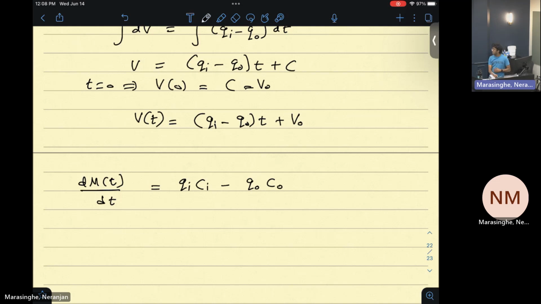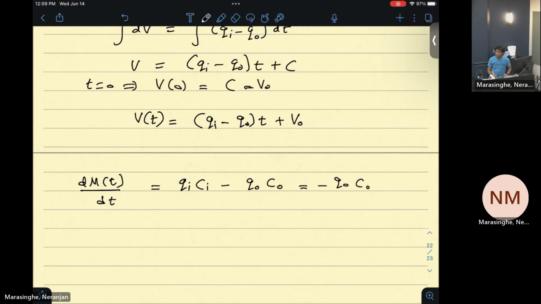So what is Ci? You're inputting pure water, so what can you say about Ci? Ci equals 0. The concentration of the liquid that you are inputting is going to be equal to 0. So the first term would become 0, and this is equal to minus Q out times C out.